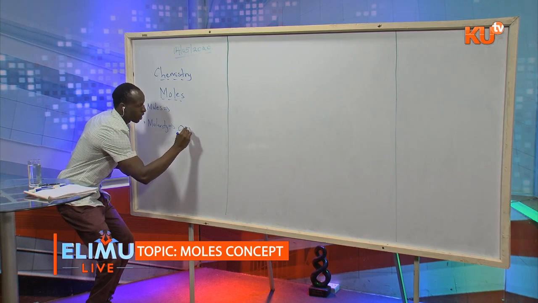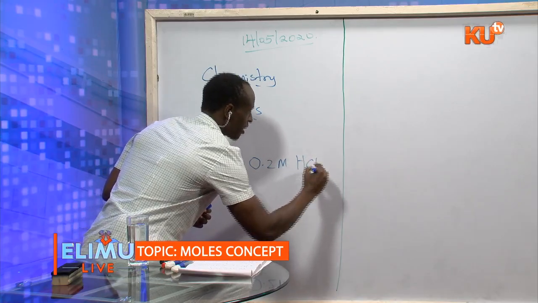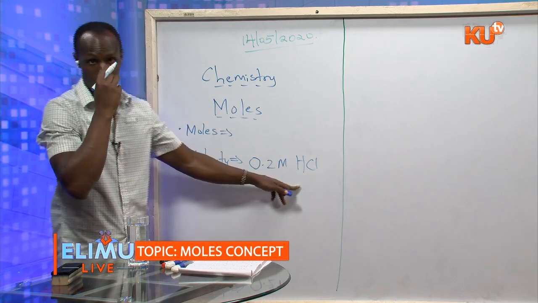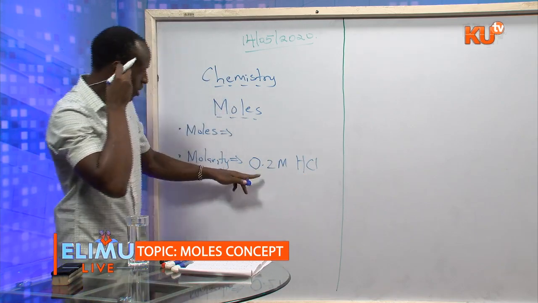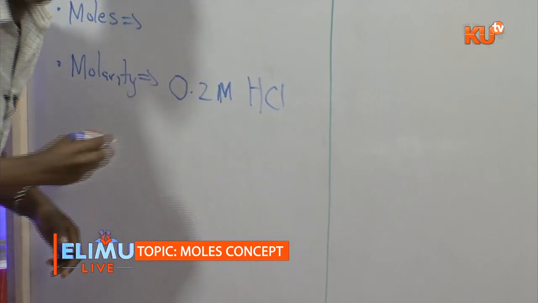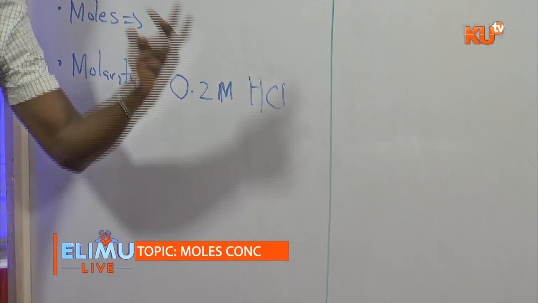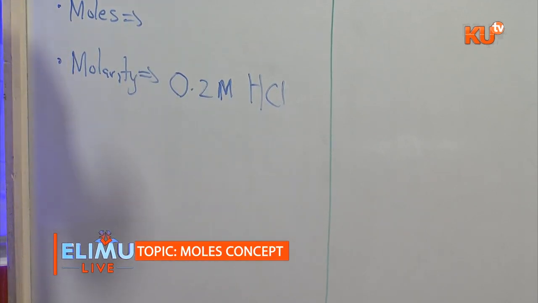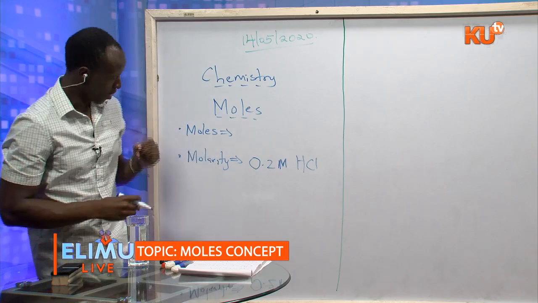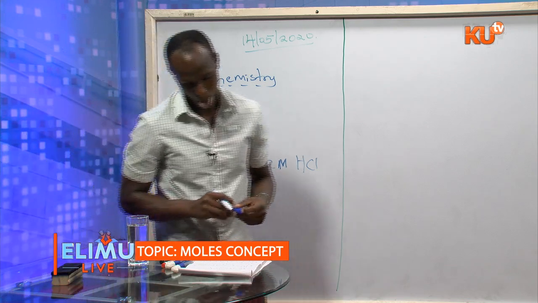So you can say 0.2 M HCl. HCl is the chemical symbol of hydrochloric acid. So when you see 0.2 capital M, that's the unit for molarity. What it means is HCl has 0.2 moles in 1 liter.